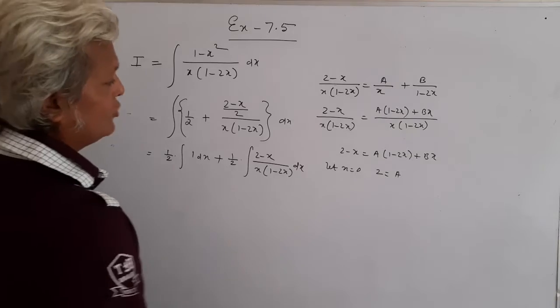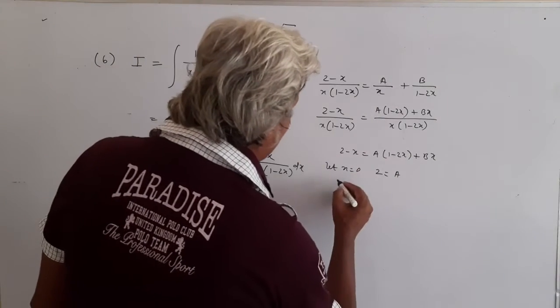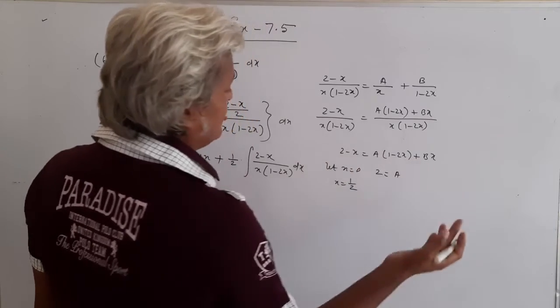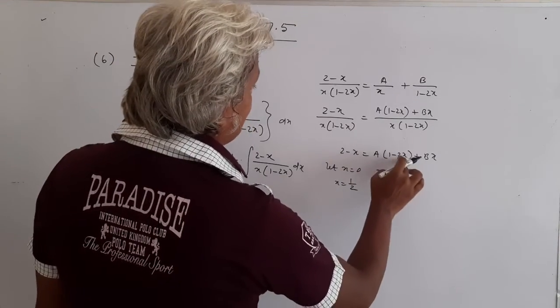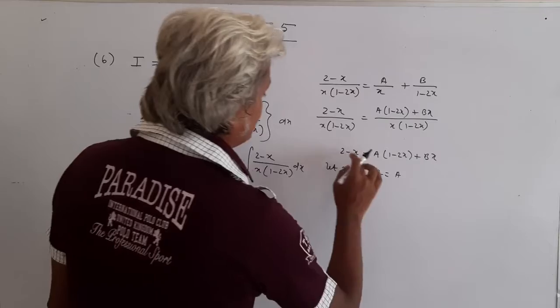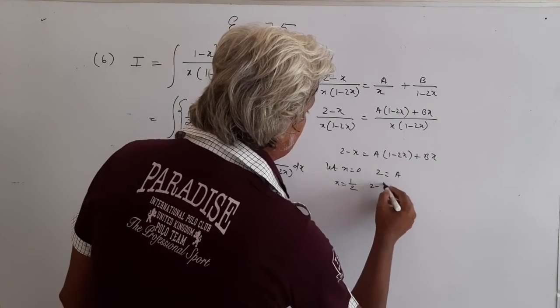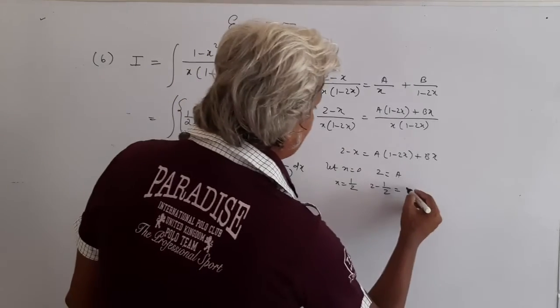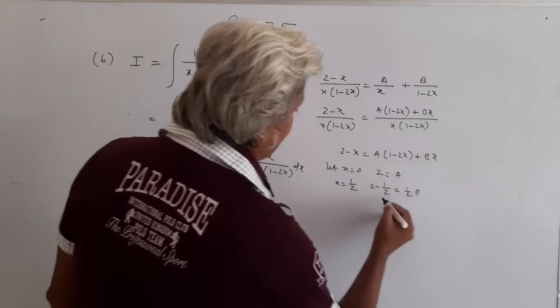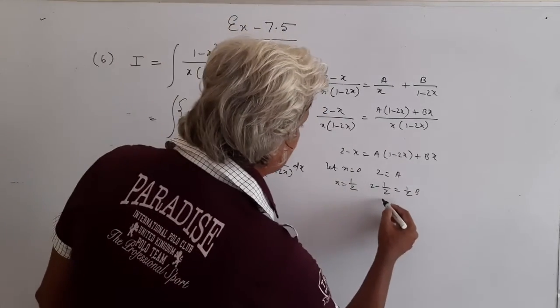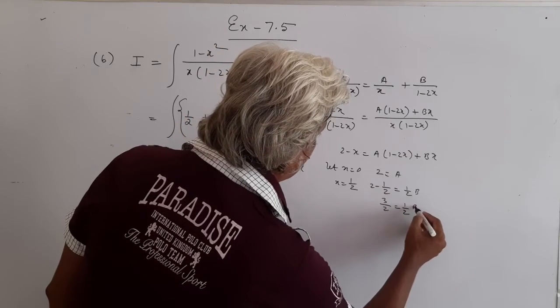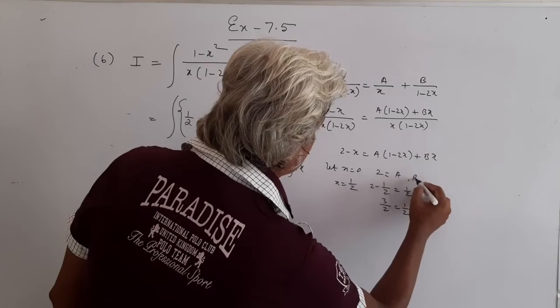And now if you put 2x as 1, or x as half, so x as half, this part vanishes, and here you have 2 minus half, and on the right half b. Now 2 twos are 4 minus 1, this becomes 3 over 2, equals 1 over 2 b. So b becomes just 3.